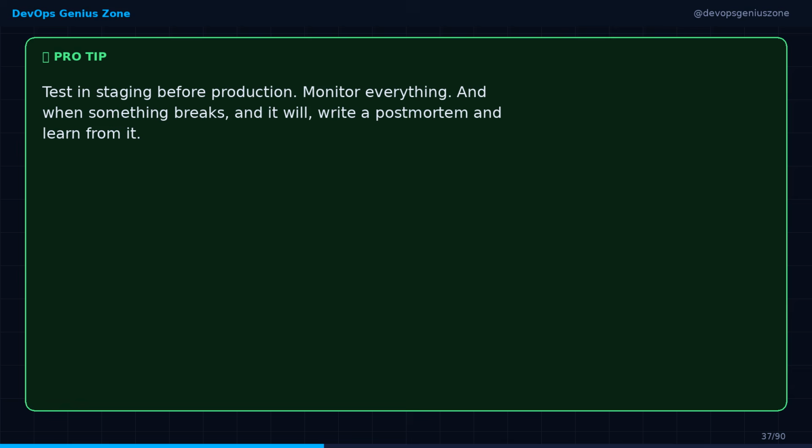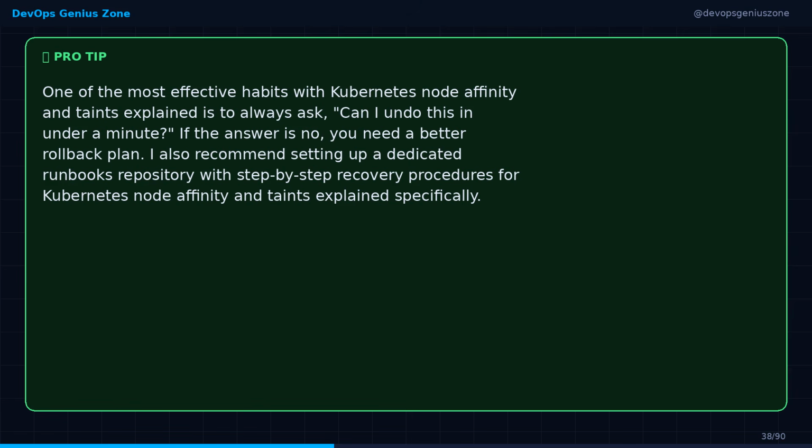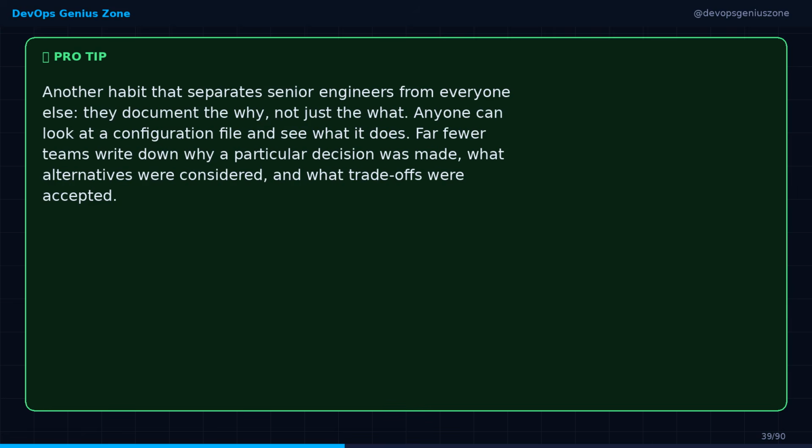Another habit that separates senior engineers from everyone else, they document the why, not just the what. Anyone can look at a configuration file and see what it does. Far fewer teams write down why a particular decision was made, what alternatives were considered, and what trade-offs were accepted. 6 months later, when someone wants to change that configuration, that context is the difference between a confident change and a nervous one. With Kubernetes Node Affinity and Taints Explained, I strongly recommend a short comment or linked doc next to any non-obvious decision explaining the reasoning behind it.